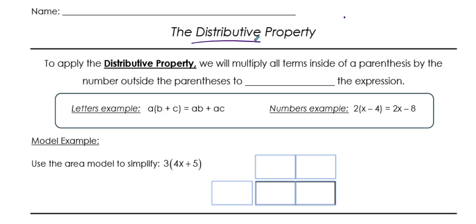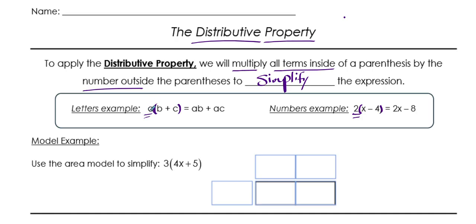Here we're going to be learning about the distributive property. So the distributive property is a way to simplify expressions. It's when we have a number or a variable that's sitting outside the parentheses, which means we're going to multiply times that stuff. And to distribute really means to multiply all the terms inside the parentheses by the number on the outside of the parentheses to simplify the expression.